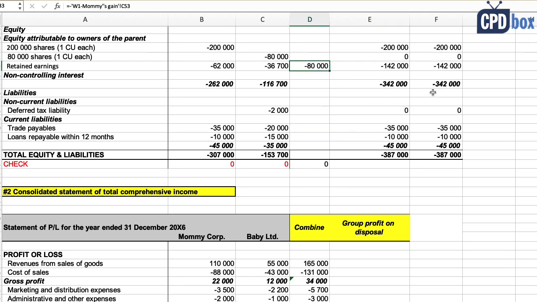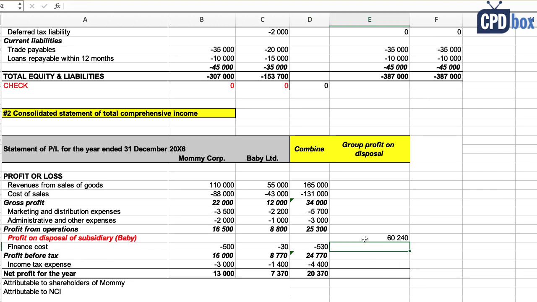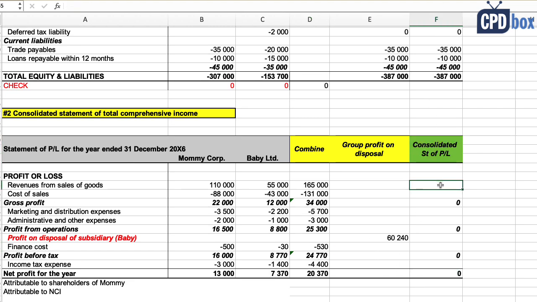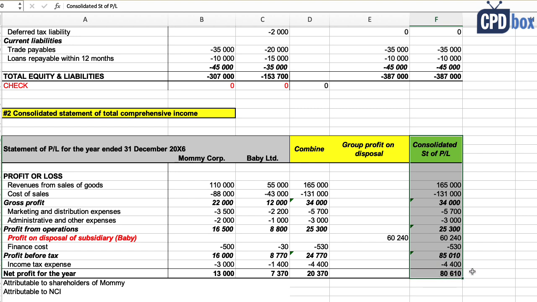But I promise you will get the proof that everything is in order. Now, let's prepare the consolidated statement of profit or loss by adding up the combined numbers and our adjustment for gain. Of course, you would also add those eliminations of intragroup transactions and other items if there would have been some. And yes, we have our nice consolidated profit or loss statement for the period since the beginning of the reporting period until the loss of control. And also for the year, right?